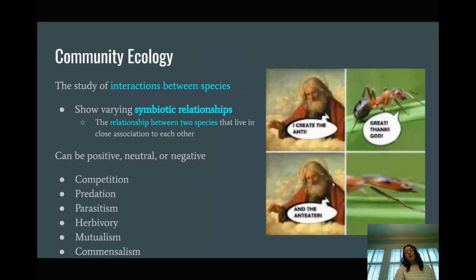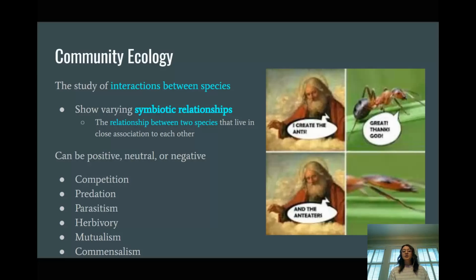Community ecology looks at the interactions between species. These are going to show us various symbiotic relationships, which are something that you are going to look at within your microcosm. So make sure that you start jotting down some notes as you go through these slides here.